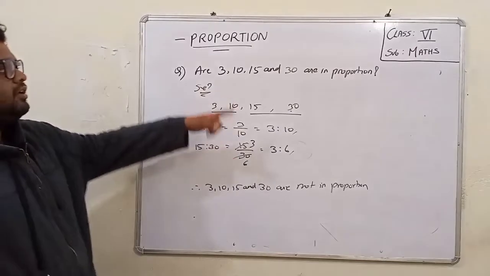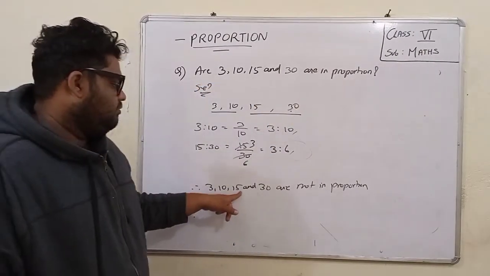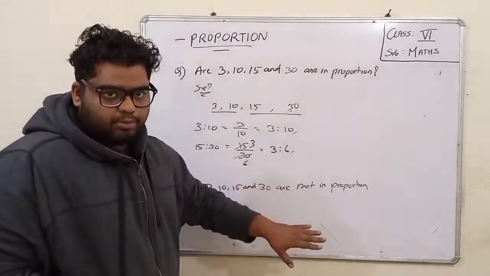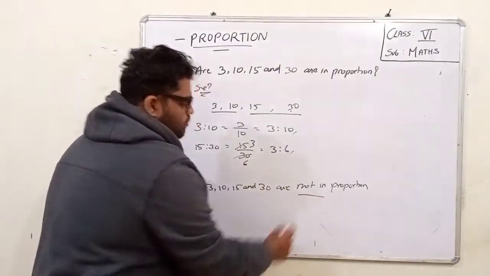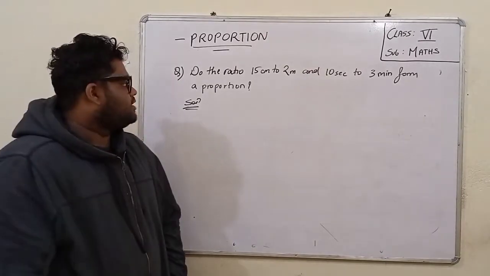This is how we solve. If we have to check the proportion, then we can write 3, 10, 15 and 30. If their ratios are equal, we can say they are in proportion. If their ratios are not equal, then they are not in proportion. Okay. Now, move on to the next question.